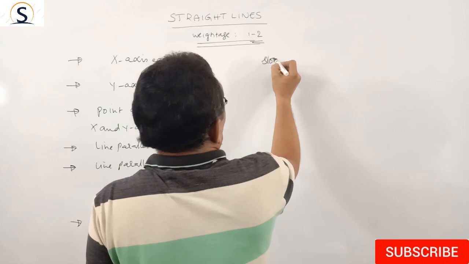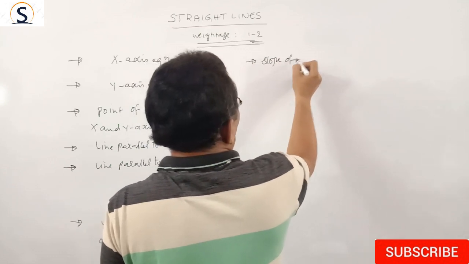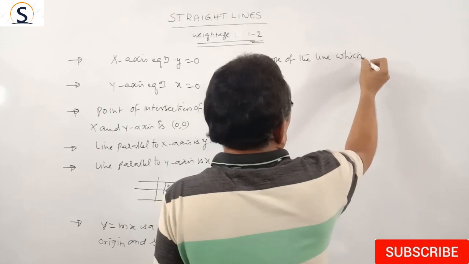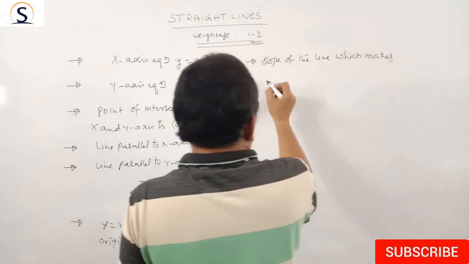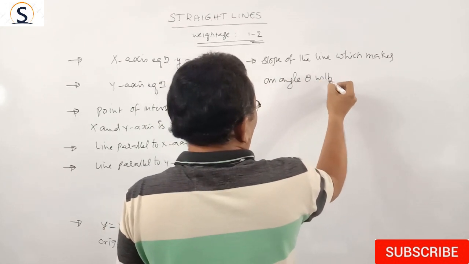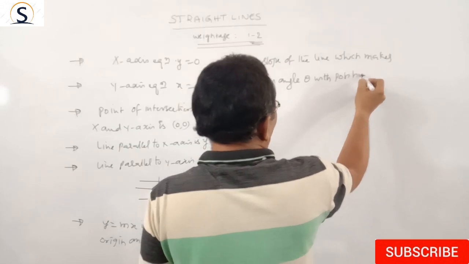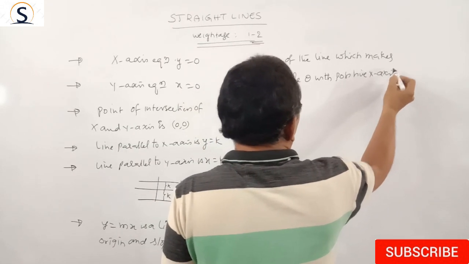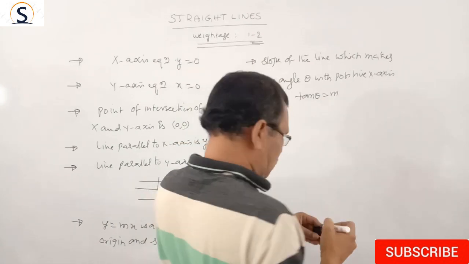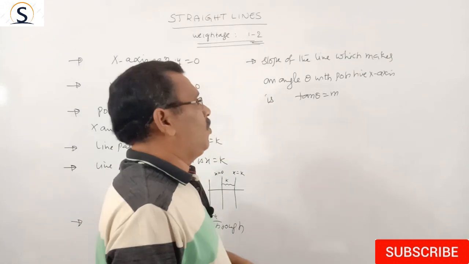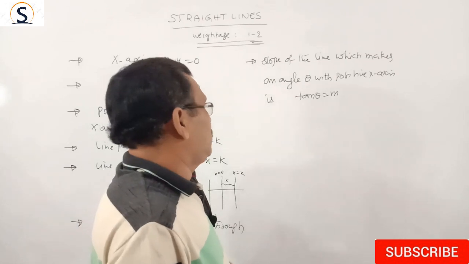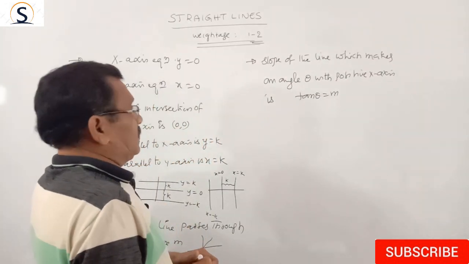Next, if theta is known, we can find the slope of the line. The slope of the line which makes an angle theta with the positive x-axis is tan theta. This is called m. M is equal to tan theta. When theta is known, you can find tan theta, and that is called the slope of the line, right? That is called m.